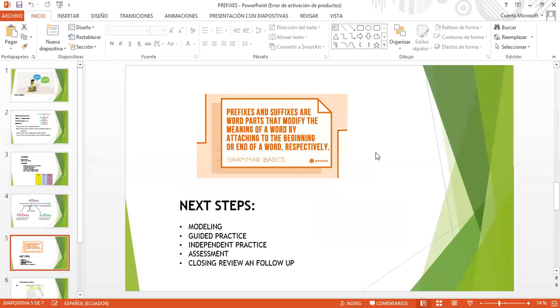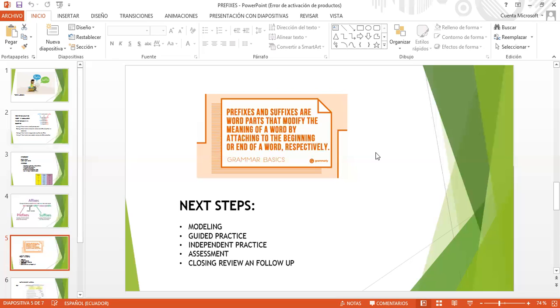And then with the next step, modeling, we're going to give perfect feedback about the topic. For the guided practice, we're going to form groups of three and then we will give prefixes and suffixes to each group. They must write quickly, and the first one who accumulates points until the group reaches 10 points will be the winner.